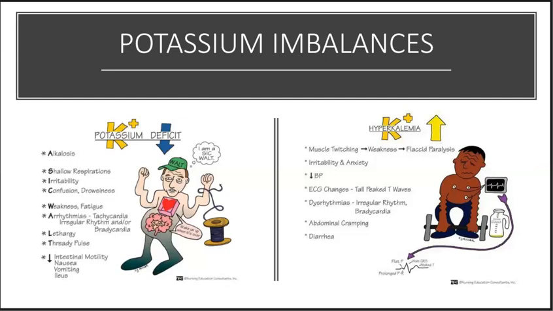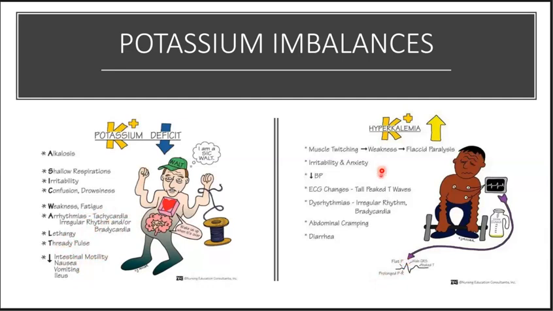So what would you see in your clients? There will be shallow respirations, irritability, confusion and drowsiness. The client would exhibit weakness and fatigue. There would also be arrhythmias. You would see tachycardias, irregular rhythm, and or bradycardias. So remember, we're looking at hypokalemia. Again, the client will be lethargic, his pulse will be weak, and there will be decreased intestinal motility. And that's why you see nausea and vomiting. You could also have paralytic ileus.